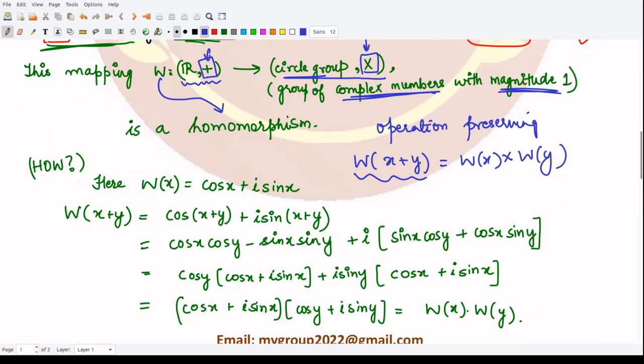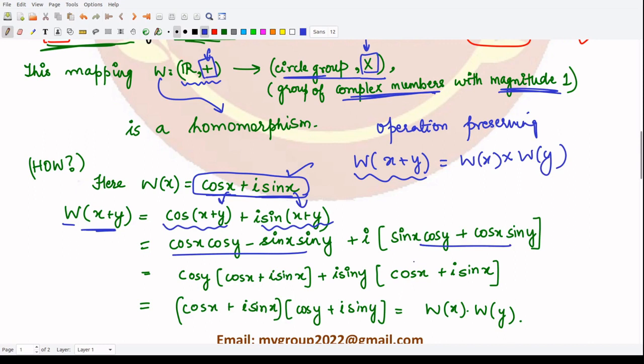So here it is quite obvious that we can define it like this. W of x is cos of x plus iota sine of x. Why? Because both of them give you the values lying on the unit circle. This is how you define the unit circle. So what would be W of x plus y? It would be cos of x plus y plus iota sine of x plus y. Now you can expand cos of x plus y and sine of x plus y using the trigonometric formulas, right?